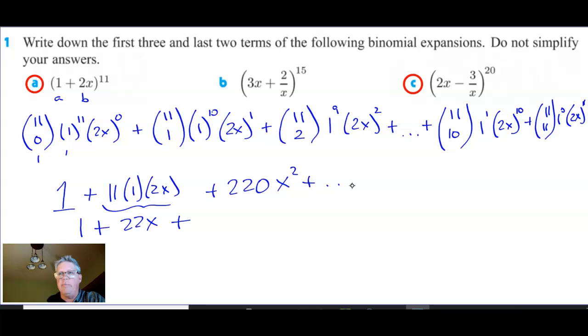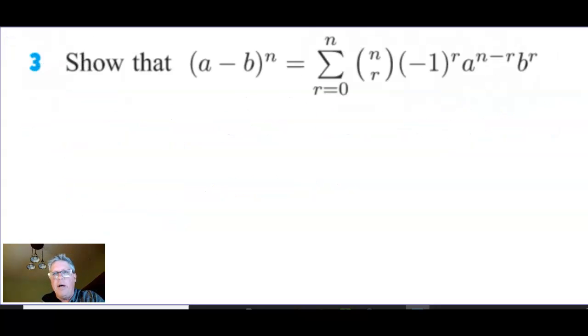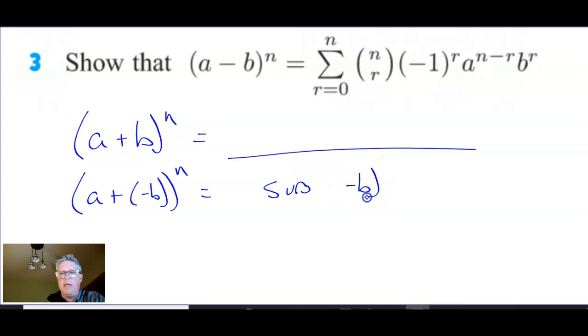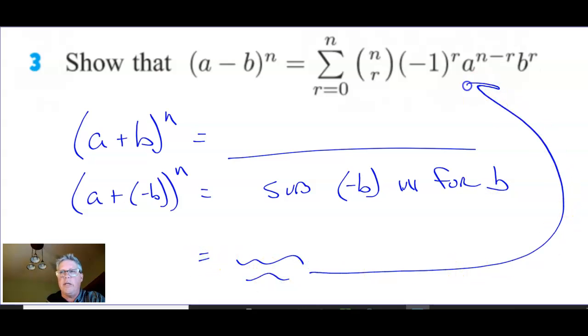I'm not going to do the other one because I think you got it. I think you just got to go slow and get your n's and your r's right and finish that bad boy out. I don't think I'm going to take the time to prove this. I would start with a plus b to the n is equal, write it. I would substitute a plus negative b to the n and sub negative b in for b and see if you can work it out to get that.